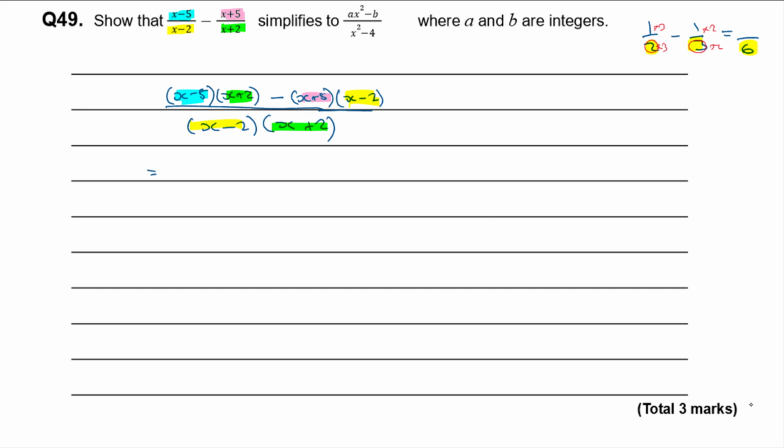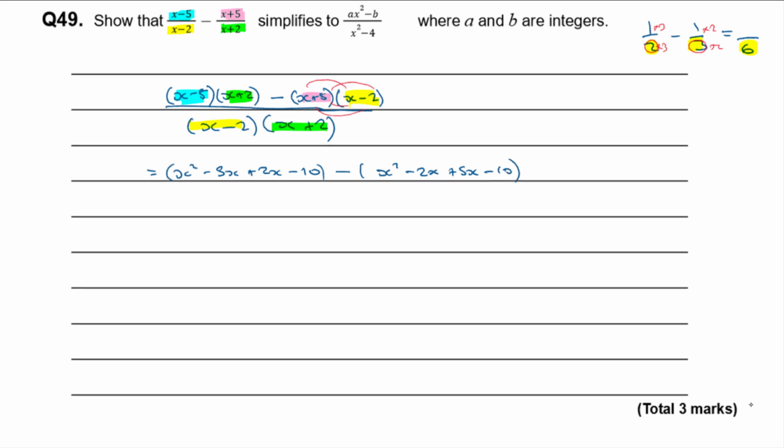So on the numerator, I've got (x minus 5)(x plus 2). So multiplying that out, I'm going to get x squared minus 5x plus 2x minus 10 from the first two brackets. And then I'm going to do minus. I'm just going to put all this in brackets to start with, because I don't want to have to deal with the minus sign at the front as well. So let's just do FOIL on the second bracket: first, outside, inside, last. So that's going to give me x squared minus 2x plus 5x minus 10.